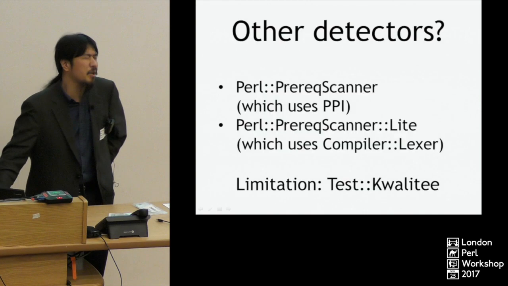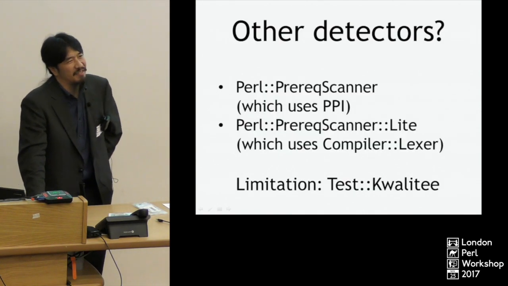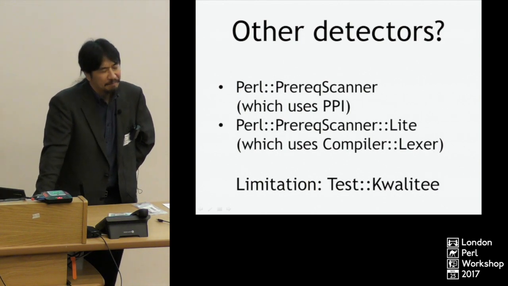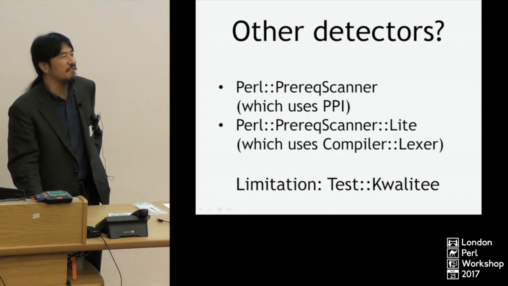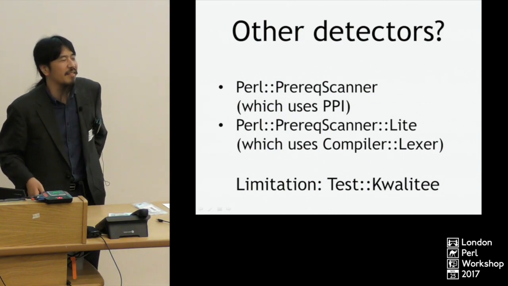So I always wanted to fix it and replace the detector. A good candidate was Perl::PrereqScanner. It's very nice and it's widely used, but it's kind of slow to analyze all the CPAN.